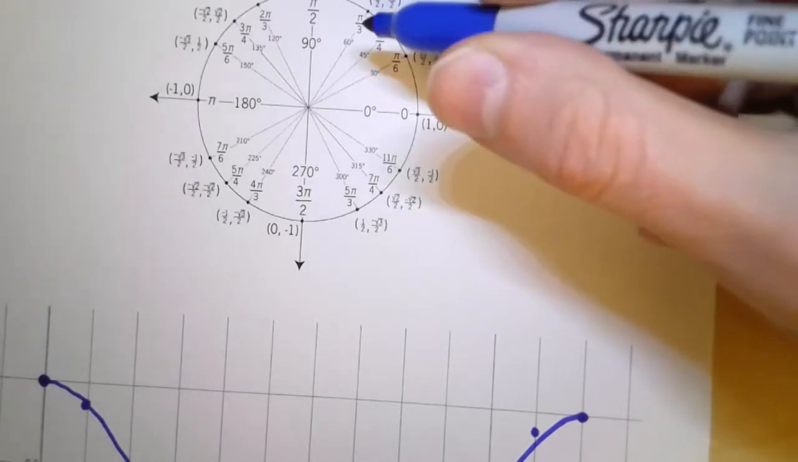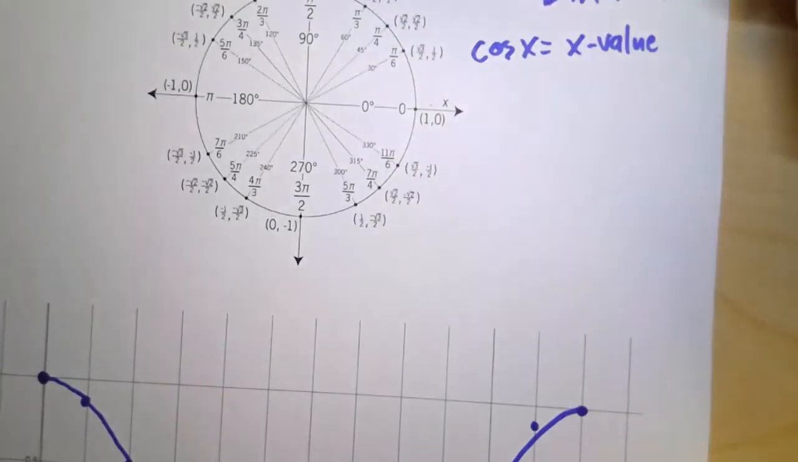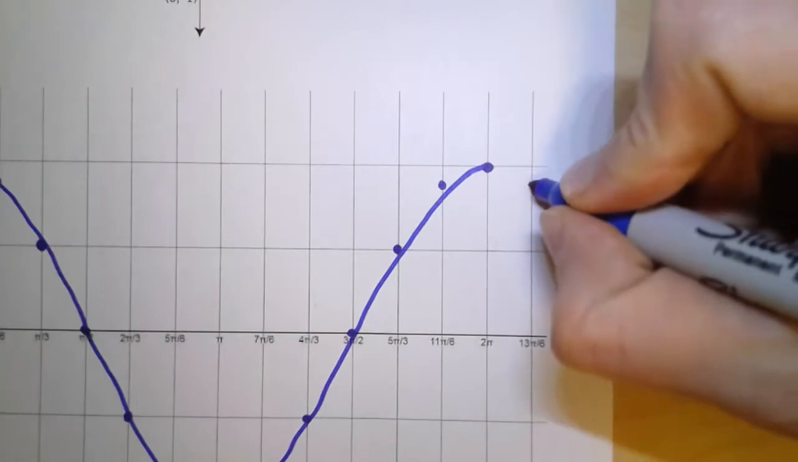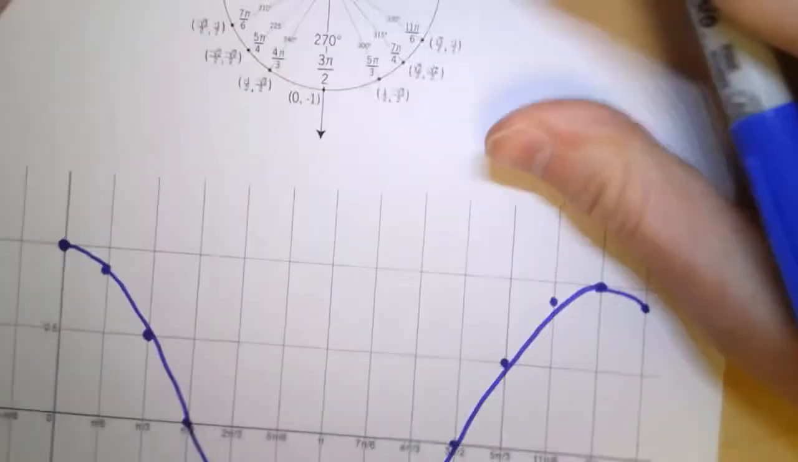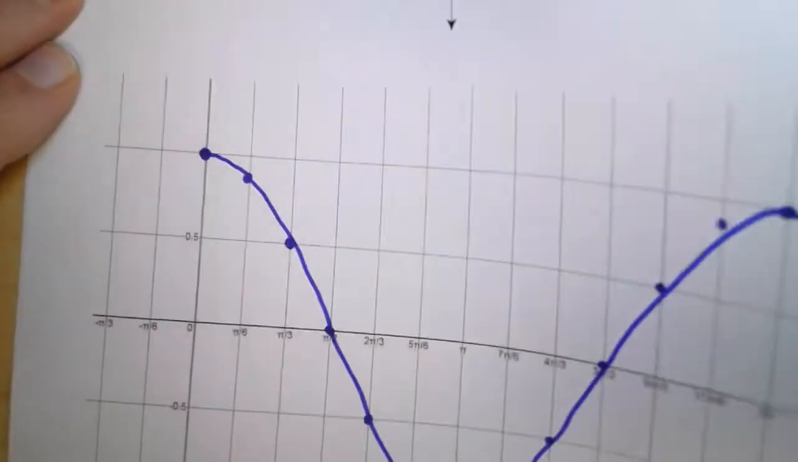They're coterminal. They're pointing in the same direction. It's just 13 pi over 6 has an extra rotation added onto it. And so at that point, it's at radical 3 over 2.